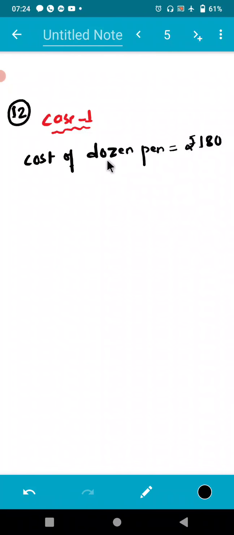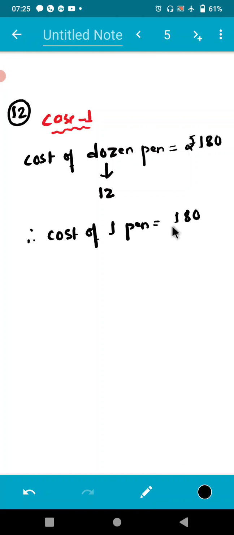So dozen pen means what? What is the meaning of dozen? Dozen means 12, a collection of 12. Okay, so a dozen ball means 12 balls. Collection of dozen bag means 12 bags. Fine. So dozen means 12. So cost of 12 pen is rupees 180. So therefore cost of one pen would be how much? It would be obviously less. So we have to divide 180 by 12.